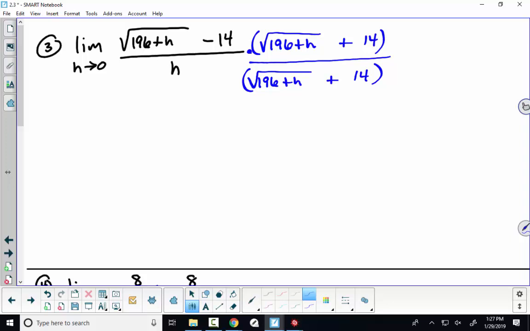So the problem was the h in the denominator. We don't want to multiply that through, so we're going to leave the denominator as it is. The numerator we're going to multiply out. So when we multiply the numerator out, what do we get? Plus h minus 196. Okay. 196 plus h minus 196. Do y'all agree?